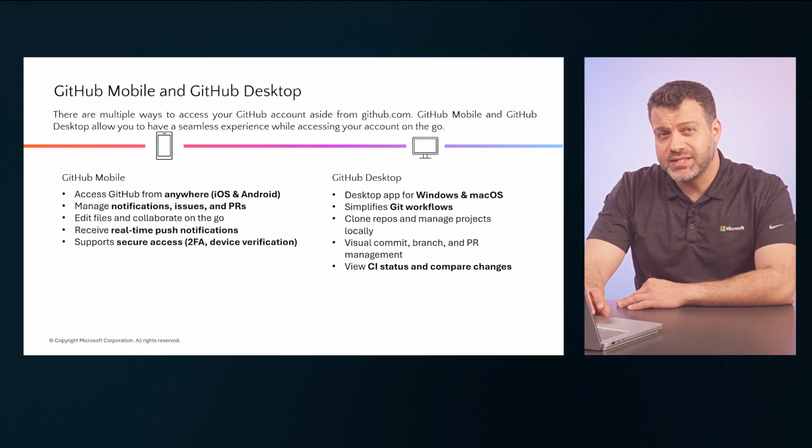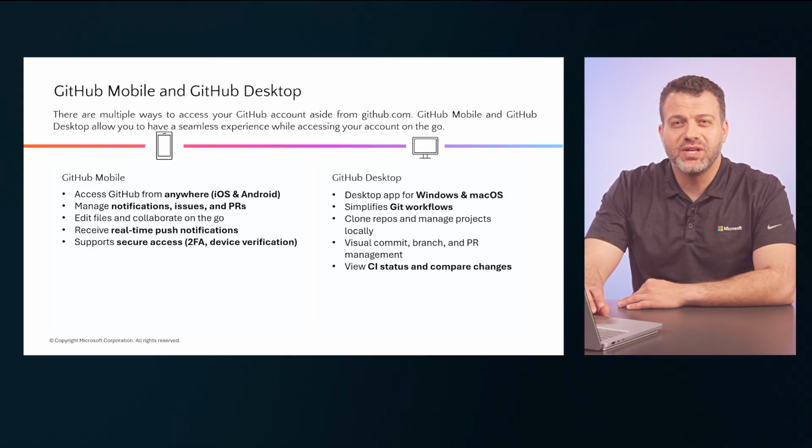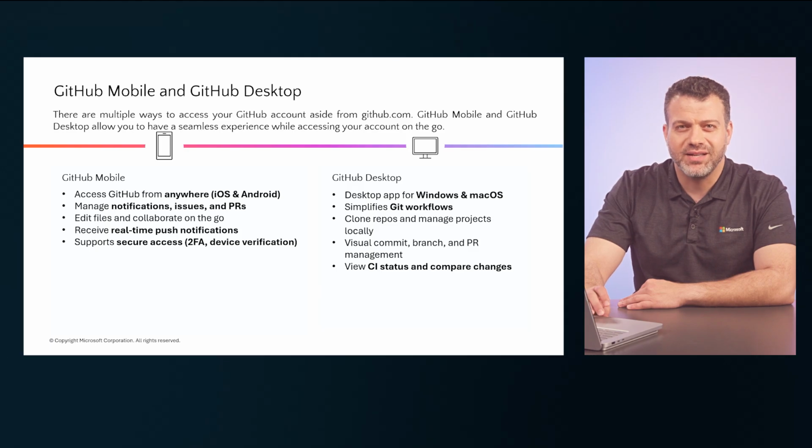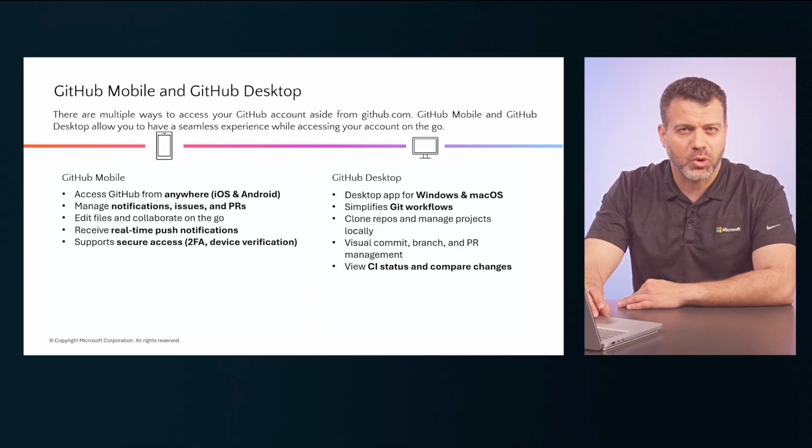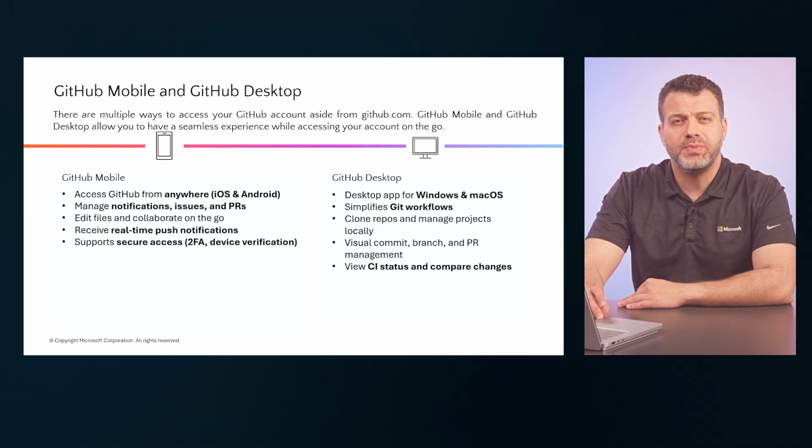GitHub can also be accessed beyond the browser. You can use the GitHub Mobile and the GitHub Desktop. GitHub Mobile is designed for quick, high-impact tasks, such as reviewing pull requests, managing notifications, and staying connected while you're away from your computer. It enables collaboration and even allows basic edits directly from your phone.